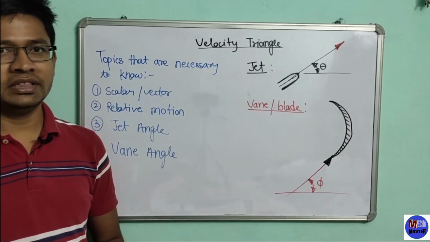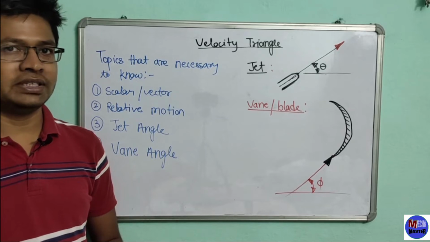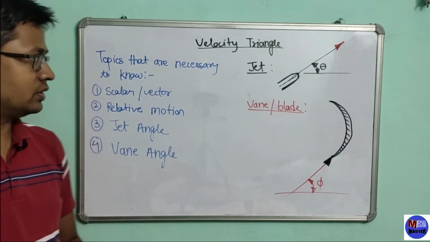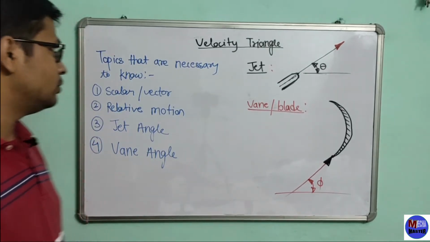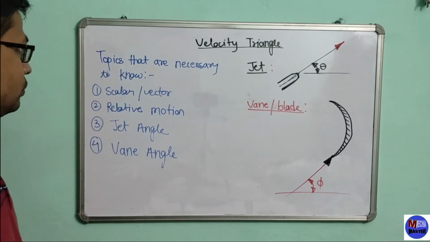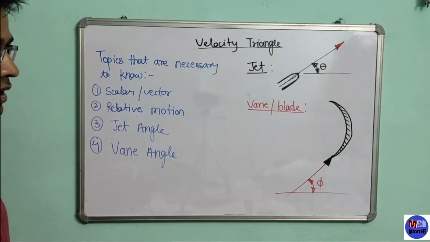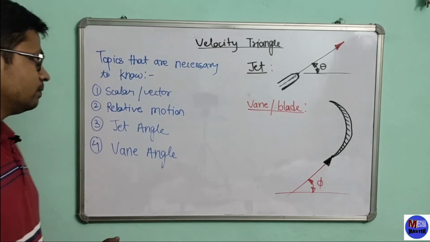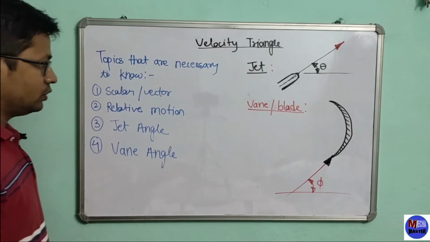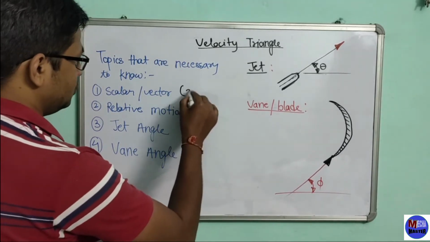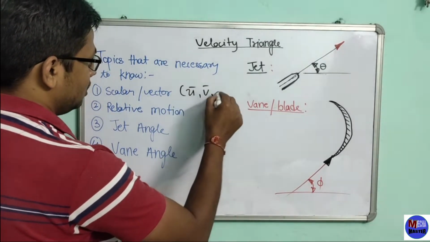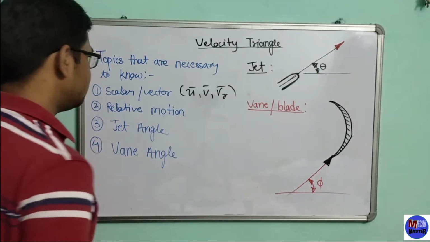Hello and welcome again. In this lecture I will tell you how you can easily draw the velocity triangle and find the force. First of all, you must know some basic things that are necessary for the velocity triangle. The first one is what is a scalar quantity and what is a vector quantity, because we are going to use the velocities, that is u, v and relative velocities.